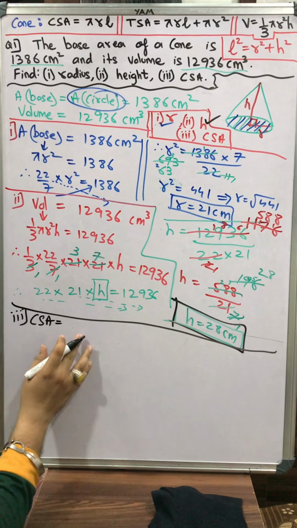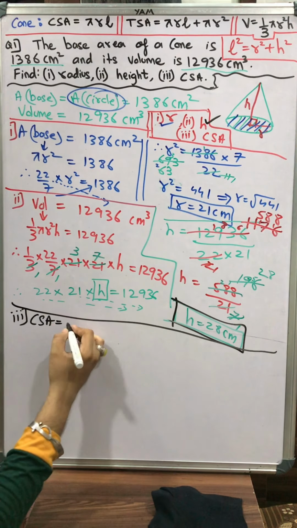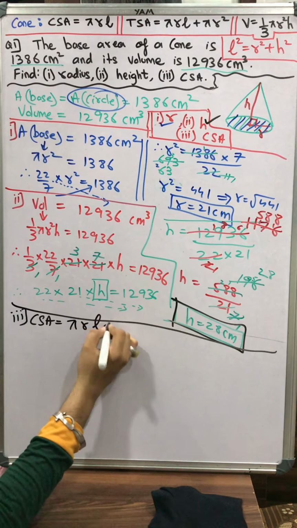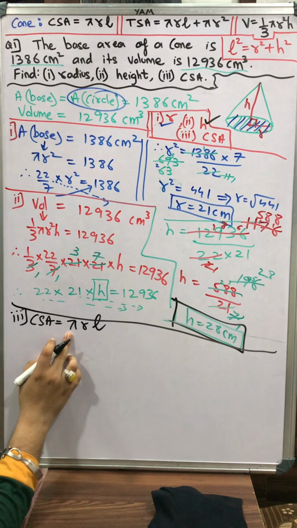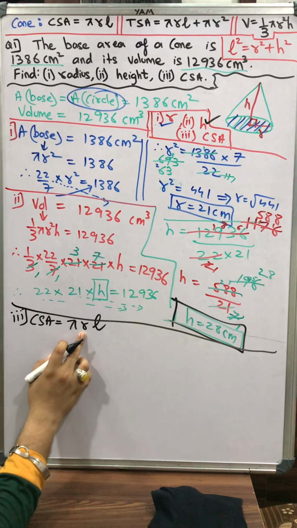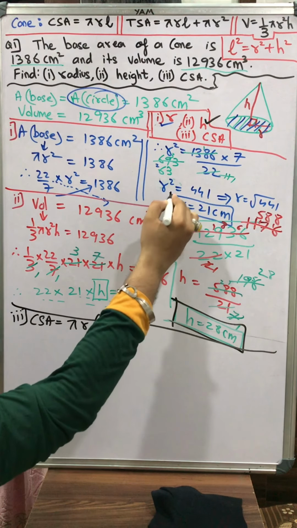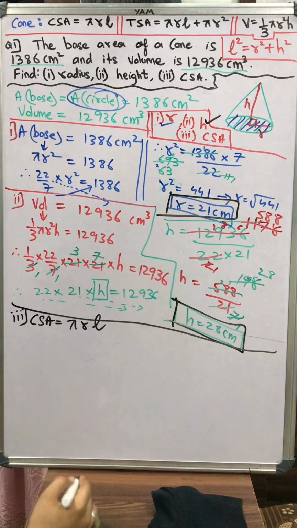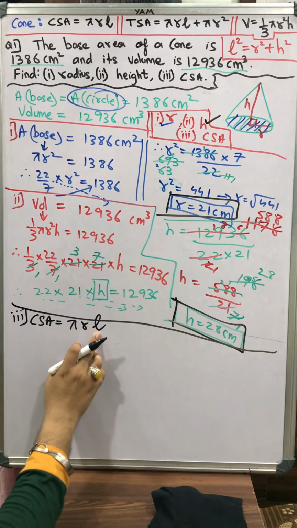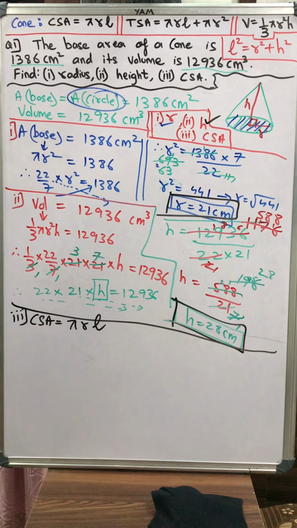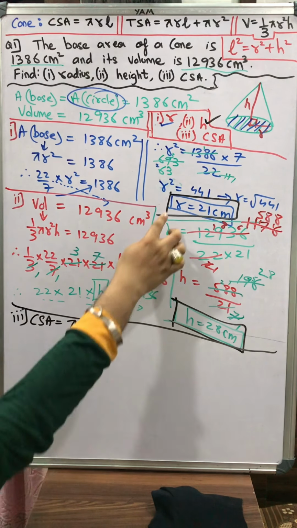What is the formula of curved surface area? It's written over here, it's pi RL. Pay attention please, pi RL. What's the value of pi? Pi is 22 upon 7. What's the value of r? The value of r we got here. The r is 21 centimeter. Okay, what's the value of L? Students, we don't have the value of L with us. Yes, we don't know the L. We know R, we know H.